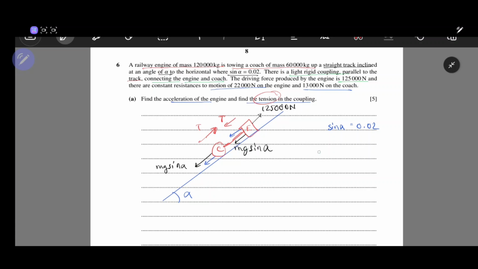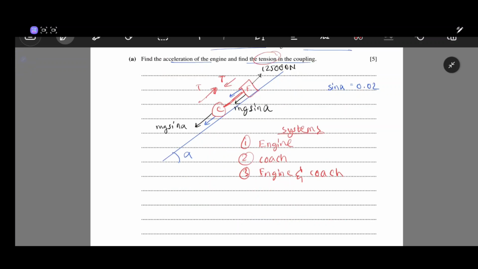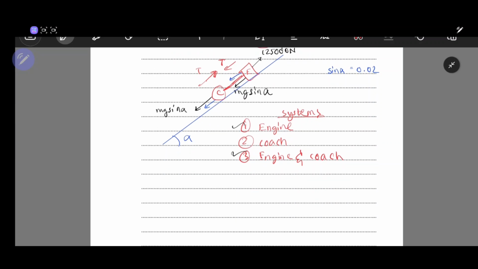So now we need to understand something called systems. Systems are basically just taking multiple bodies and determining the direction of forces and finding the overall acceleration. So we have three systems in this question. One is just the engine, the second one is just the coach, and the third one is the engine and coach combined. For this question, I'll take the first system and the third system to solve this question.